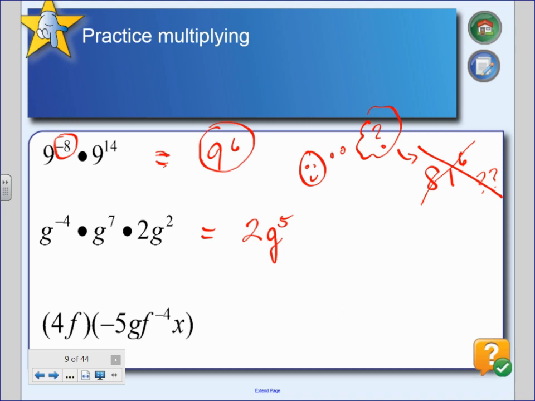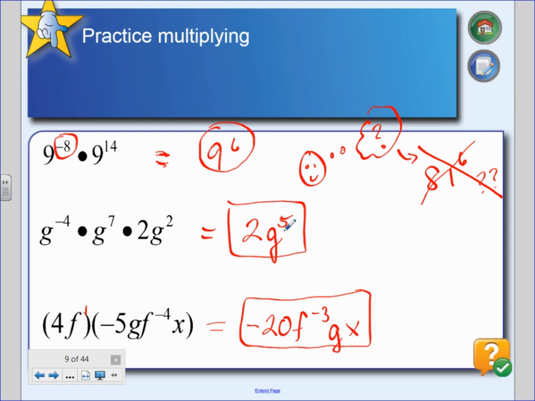And then the last problem. Do the parentheses matter? No. What property? Associative property. So I'm going to go 4 times negative 5 is negative 20. F times f to the negative 4th. Well, you've got 1f. But then you're dividing by 4, which is what that means. We'll get more into that later. I'm going to have f to the 1 plus negative 4 is negative 3. And then the g times the x, they're just simply going to tag along. So you get negative 20, f to the negative 3rd, gx.